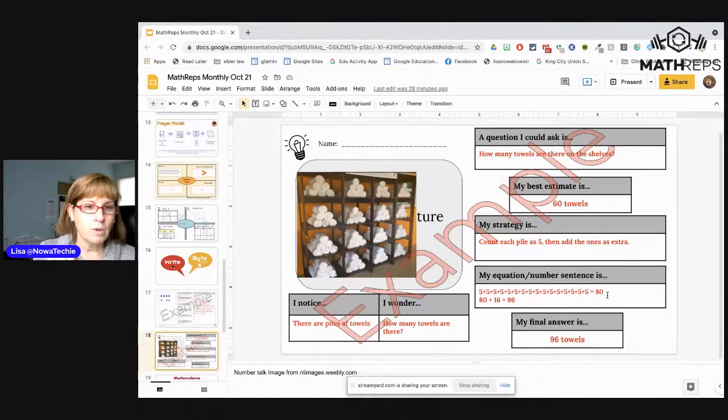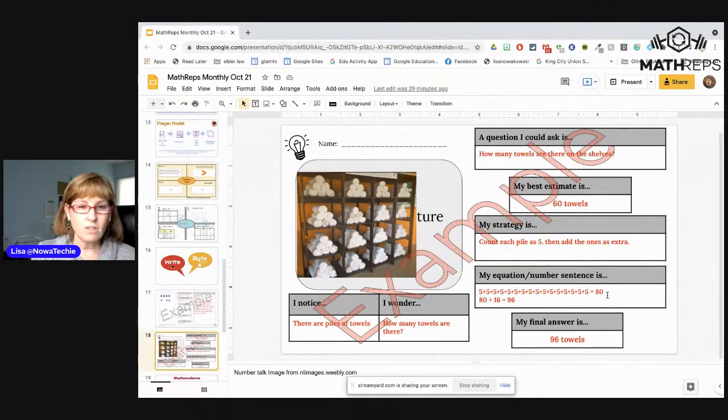So again, it's what do you notice? What do you wonder? She's changed it around a little bit, like what question you could ask. And then she goes into estimate. She only has them come up with one equation, but she has them talk about their strategy. So I love that wording that they have to go into it with.